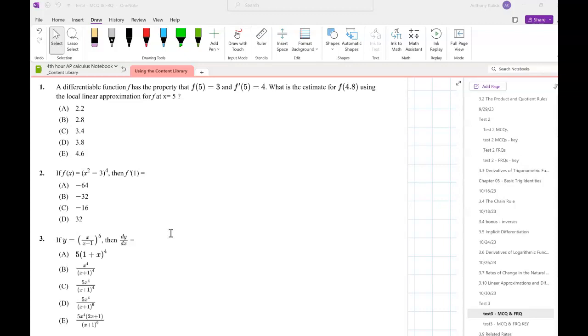Totally fine. And I would say as well to you guys that the format for this test is you get the calculator for the multiple choice. So if any of these are problems that you'd like to do with a calculator, when you come up to do this, feel free to bring a calculator and just do it on a calculator if you want.